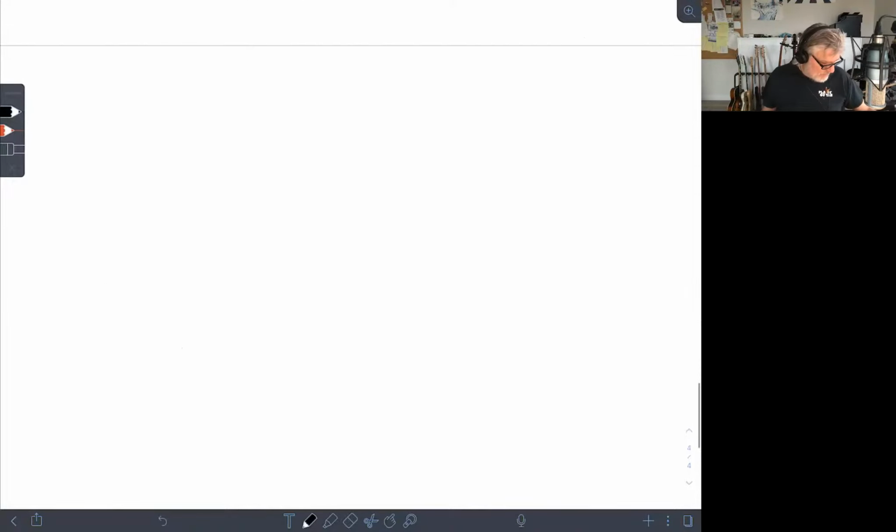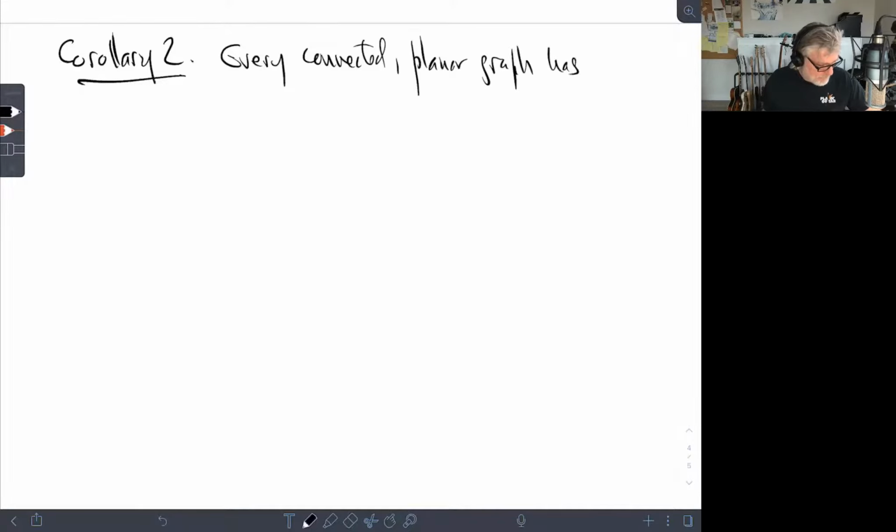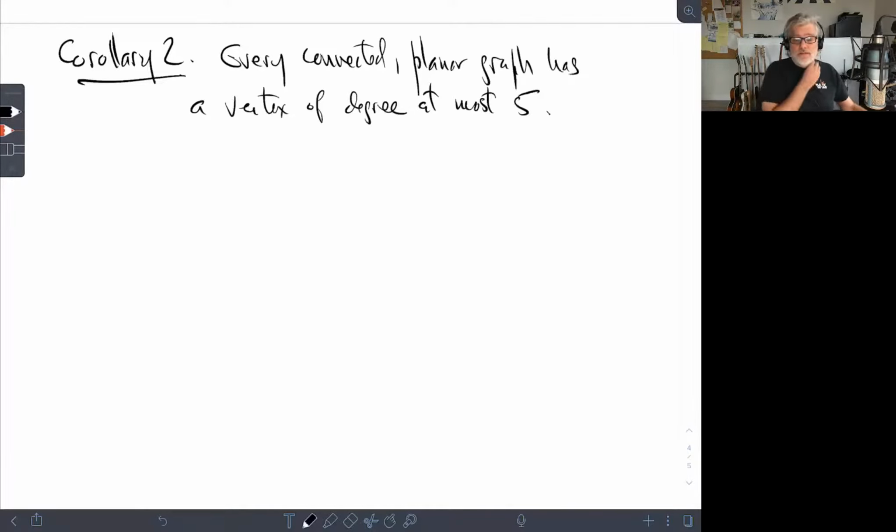Here's our second corollary, which is even easier to state. And it's a fundamental observation, which is this. Every connected planar graph has a vertex of degree at most 5. So recall what the degree of a vertex is. That's the number of edges incident to this vertex. Okay, so if you have a graph and you see that every vertex has degree 6 or more, that's it. It can't be planar. It's not possible. Okay, so let's try to prove this.